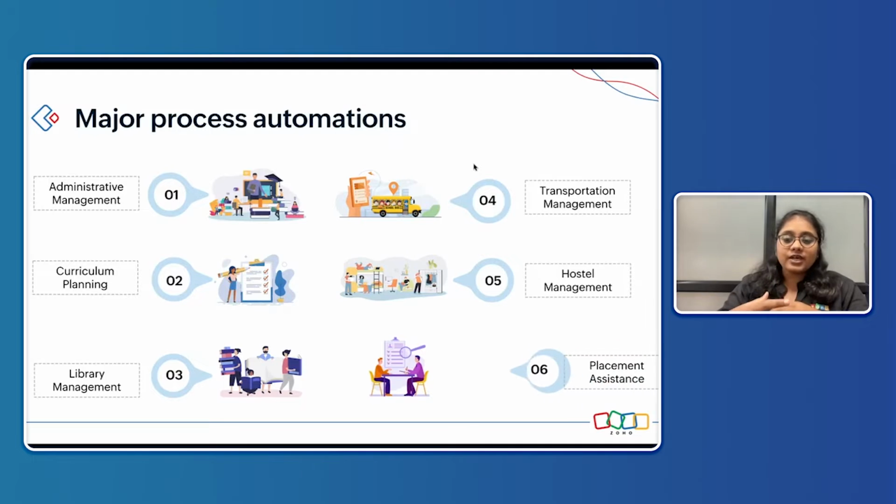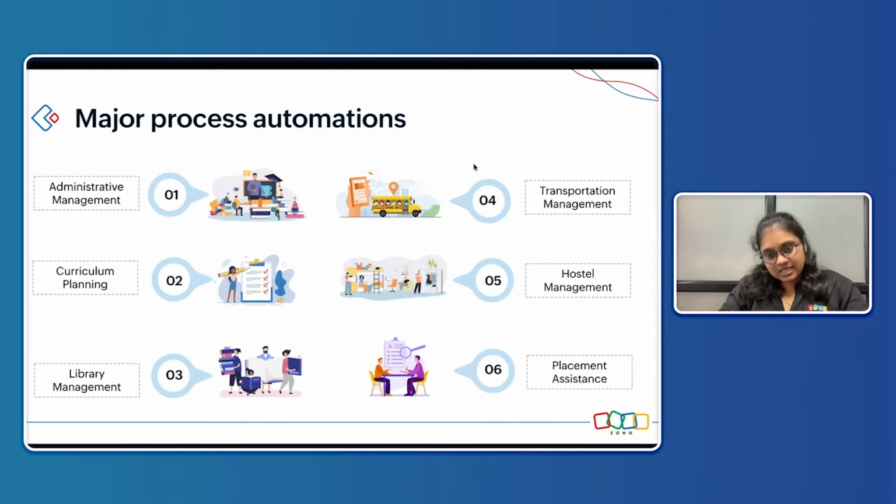And last is going to be placement assistance. That is, once the student completes his course, we need to help him get placed in the right institute or the right organization by providing some placement training and counseling. So if you want to automate certain processes, we can make use of this placement assistance process automation. So these are the few major automations needed in the education industry.